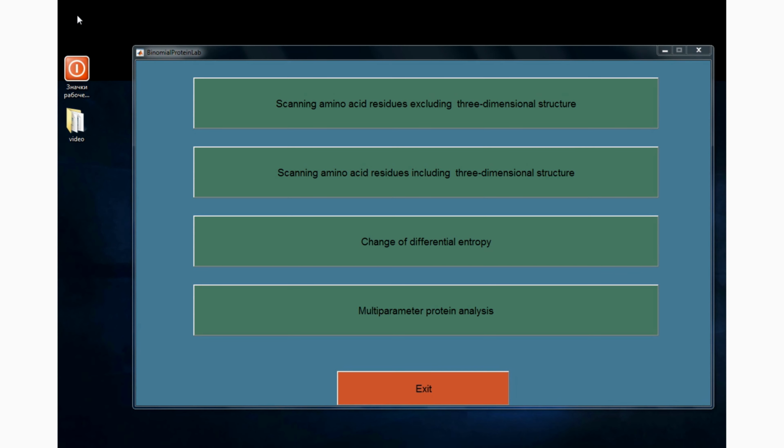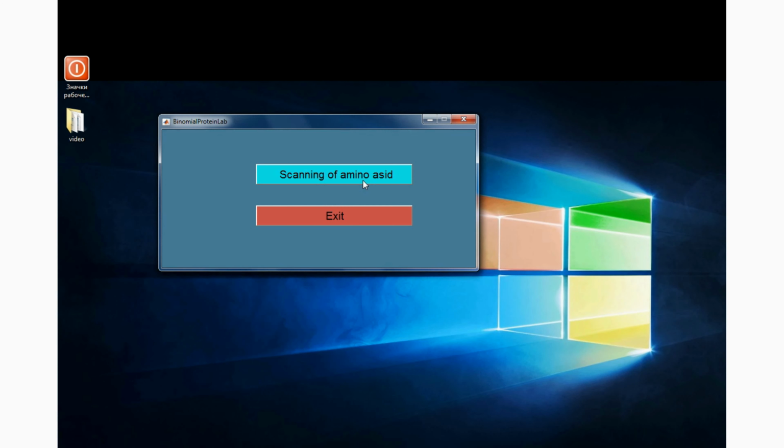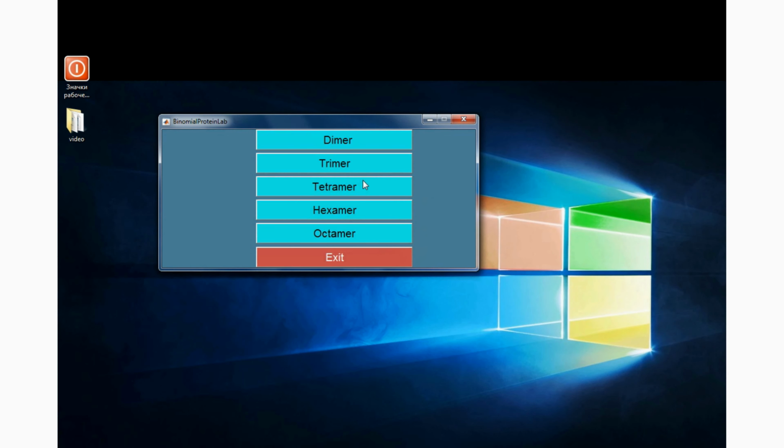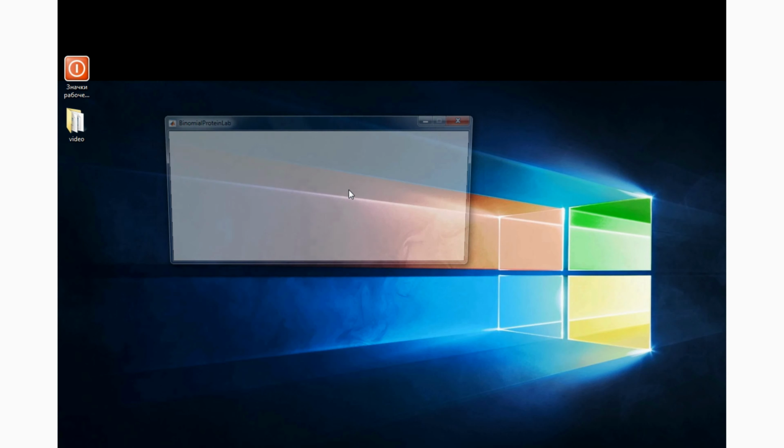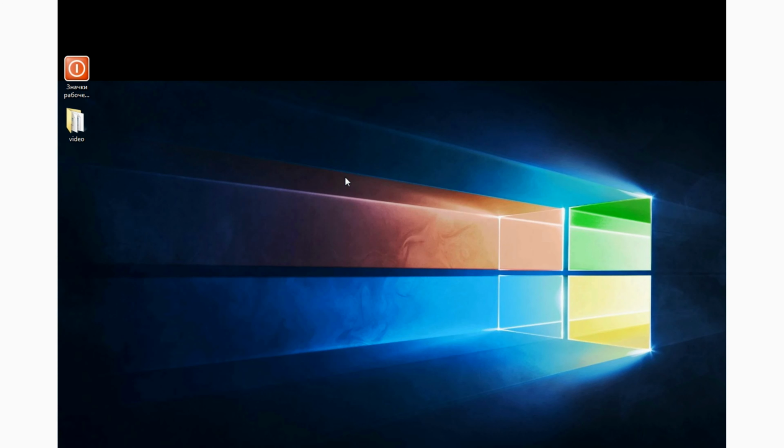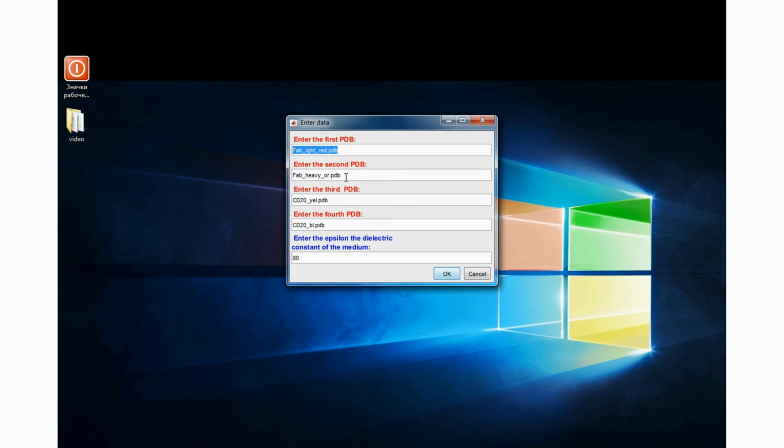We present to your attention a software package that allows you to analyze the stability of protein complexes, both taking into account the three-dimensional structure and without taking into account the three-dimensional structure. Let us consider the work of the program for studying protein complexes, taking into account the three-dimensional structure for tetramers. Select the option Scanning amino acid residues including three-dimensional structure. If we investigate the stability of tetrameric complexes, it is necessary to select the tetramer option. In the dialog box that opens, you must enter the names of the files with the PDB extension.